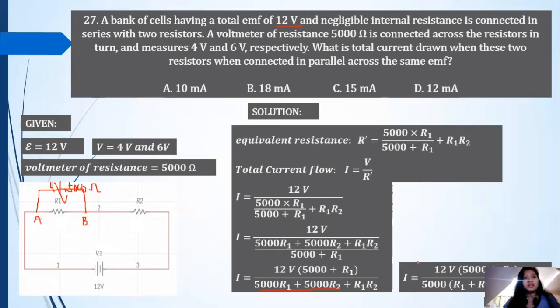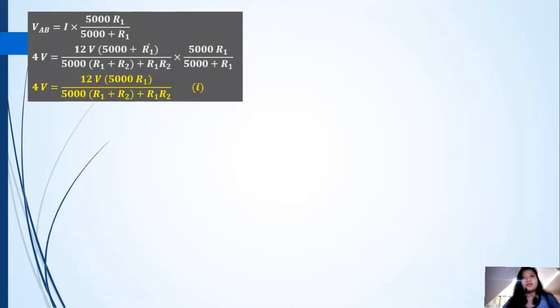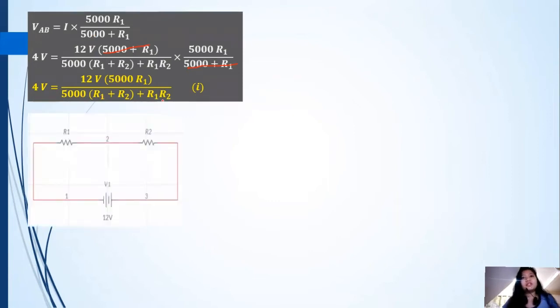We will substitute this equation into the next equation. In this one, this is the I, which is 12 volts times 5,000 plus R1 over 5,000 times R1 plus R2 plus R1 times R2, multiplied to the 5,000 R1 over 5,000 plus R1. Next, this one will be cancelled. So we have here 12 volts times 5,000 R1 over 5,000 times R1 plus R2 plus R1 R2. This is our first equation.